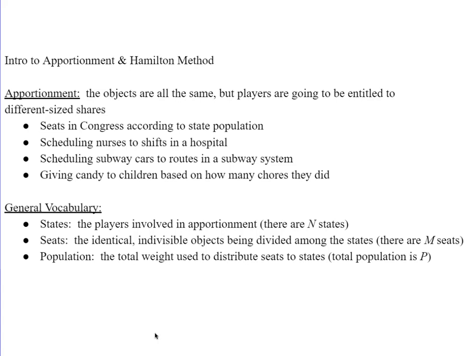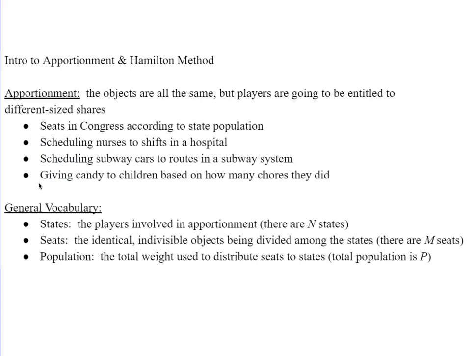So, first we have some general vocabulary. We are going to use the word states to describe the players involved in the apportionment. Now, these aren't always actually states. In the previous examples, these would be the shifts in the hospital, the routes in the subway system, or the kids who did the chores. And we're going to say that there are N states.